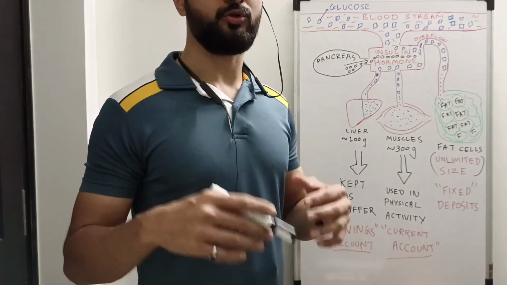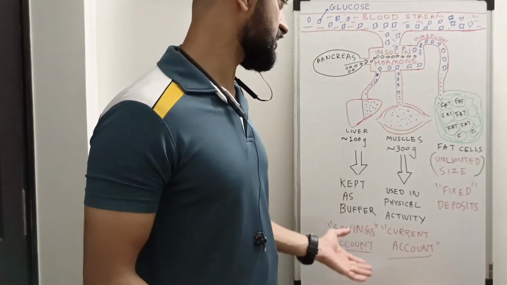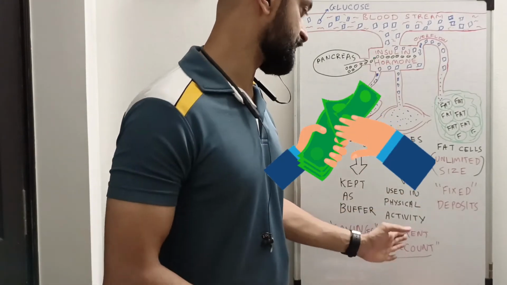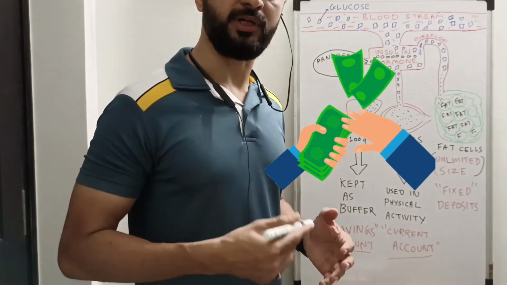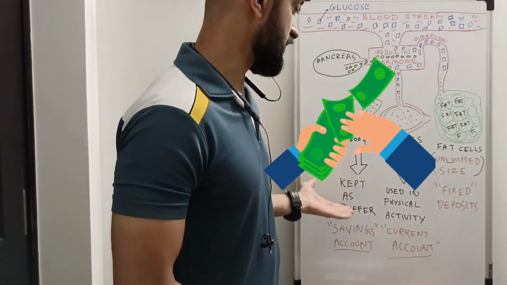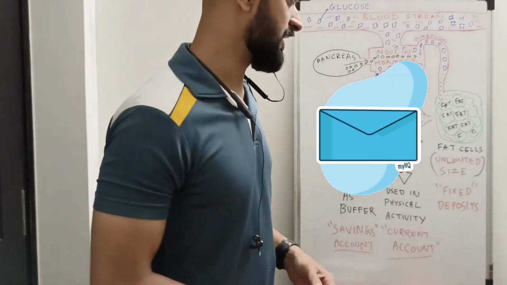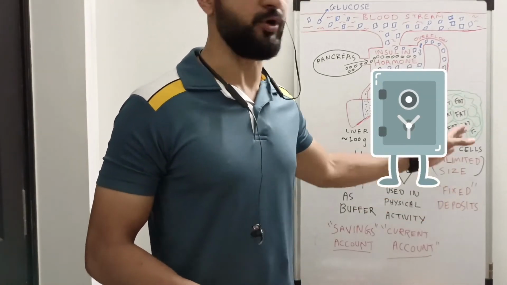To make it simpler, I have given some examples here. Let's consider the muscle glycogen as a current account from which you keep on utilizing as and when you are doing physical activity. This you can say is a savings account, and this is like a fixed deposit which you have to break if you want to lose this.